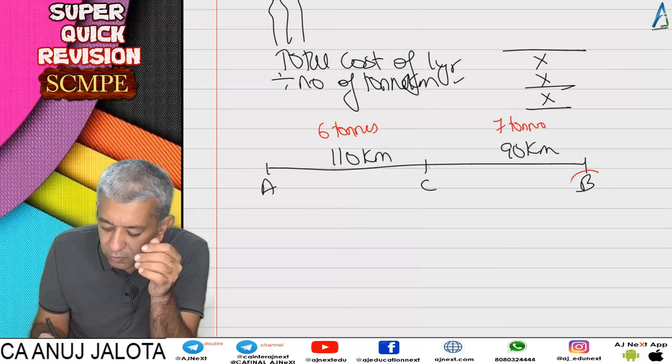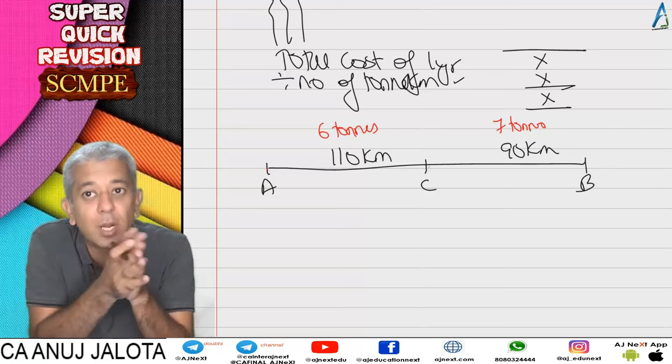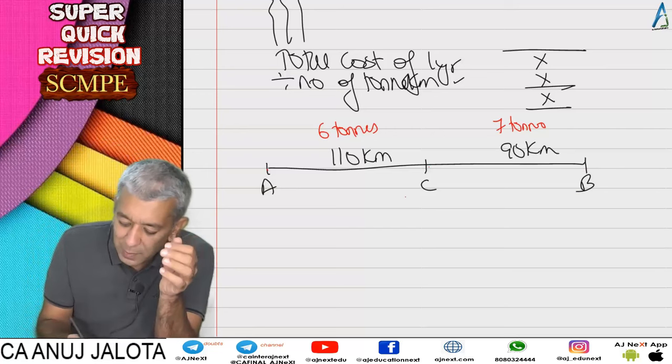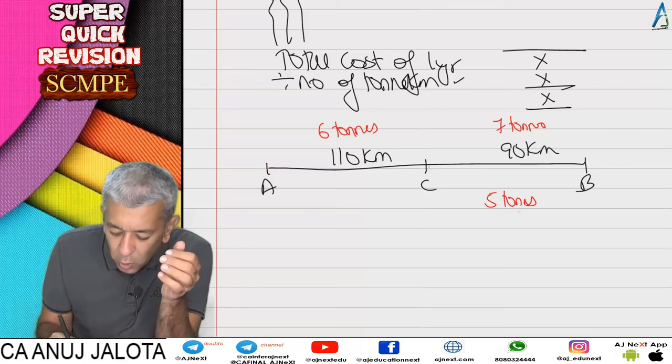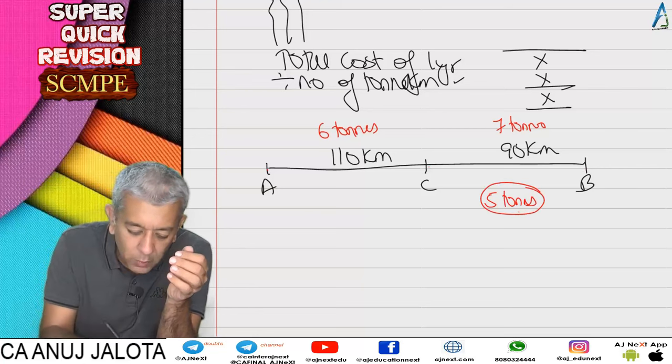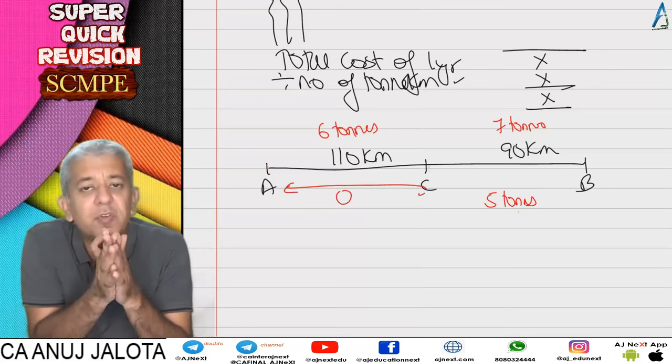All this load was for station B. It offloaded everything at station B. Now, it had to come back also. When it was coming back from B to C, it was carrying 5 tons. Then all these 5 tons had to be dropped at station C. And then from C to A, it ultimately came without any load.